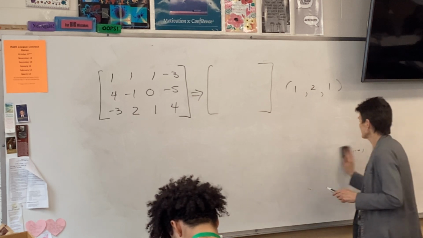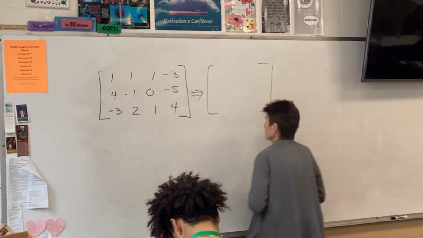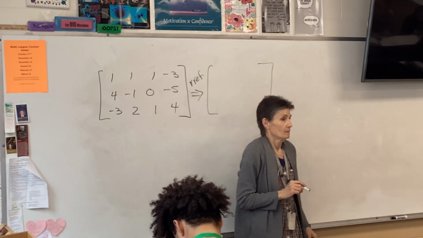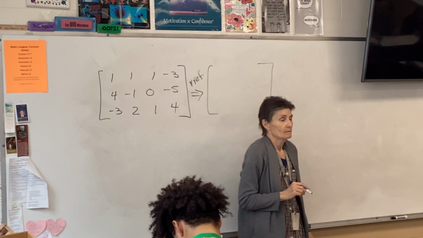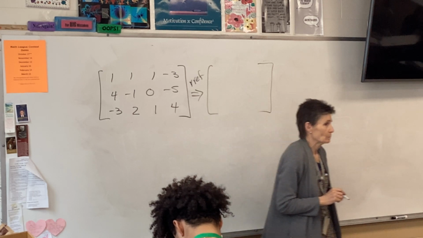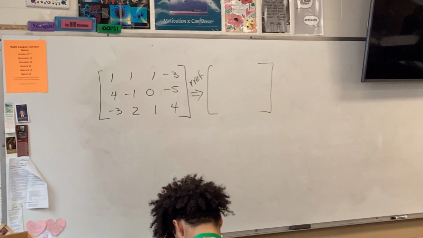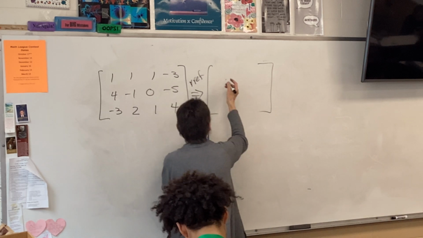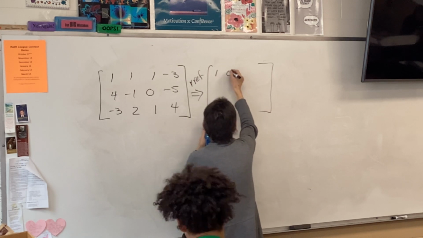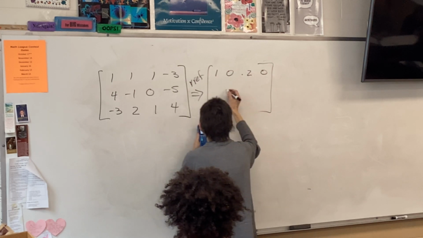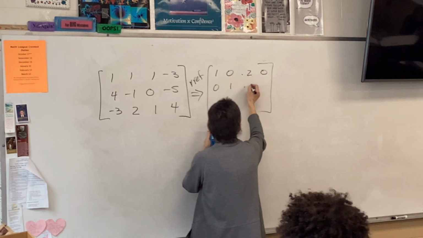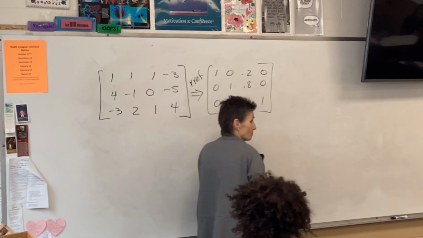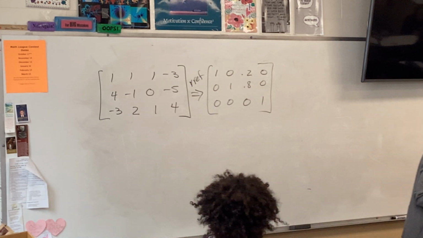And I haven't typed this in, but my guys up here in the front who have been all over this are expressing some concern. I did not type it in. Owen says that when he did it, this is what he got, 1 0 2 0, and then 0 1 1 8 0, and then 0 0 0 1. Is that what someone else got?